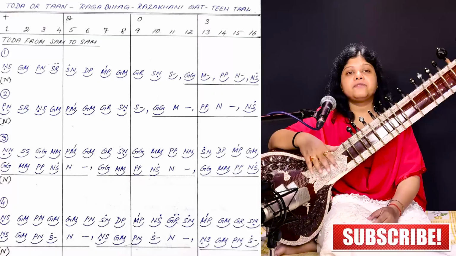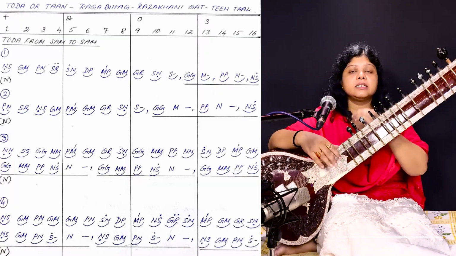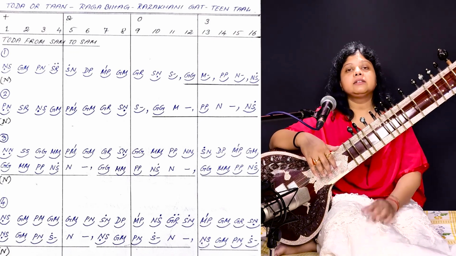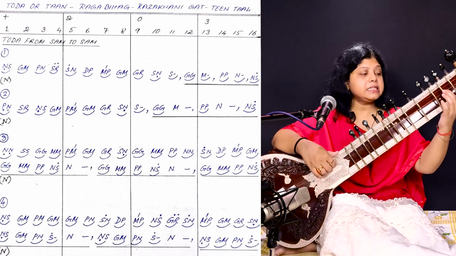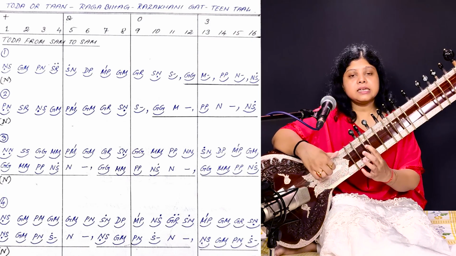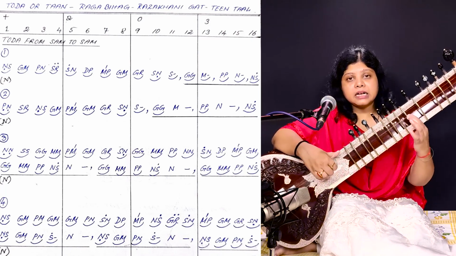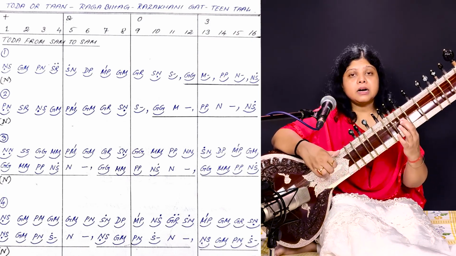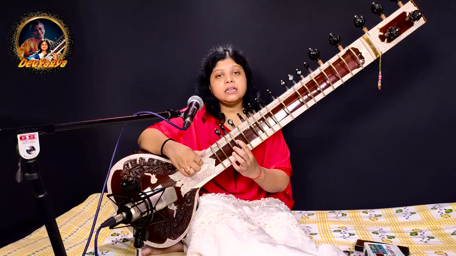Again, 5, 6, 7, 8, 9, 10, 11, 12, 13, 14, 15, 16. Ni sa ga ma ni sa re sa ni dha pa ma pa ga ma ga re sa ni sa ga ga ma pa pa ni sa ni.